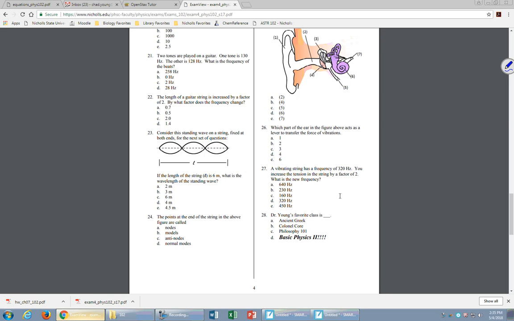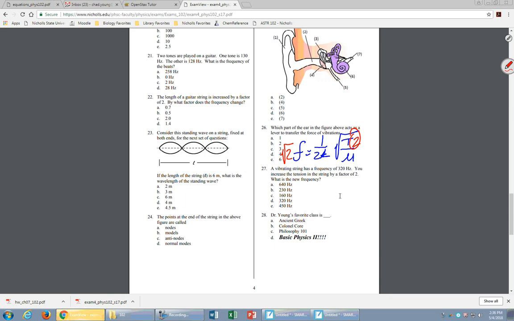Okay, so good question. If I increase the tension in the string by a factor of 2, what happens to the frequency? Frequency is 1 over 2L times the square root of T over mu. So if I'm increasing my tension by a factor of 2, first of all, tension is T, and so that means I'm increasing this by a factor of 2. So what is my new frequency? If I increase this by a factor of 2, I have a root 2 factor over here.